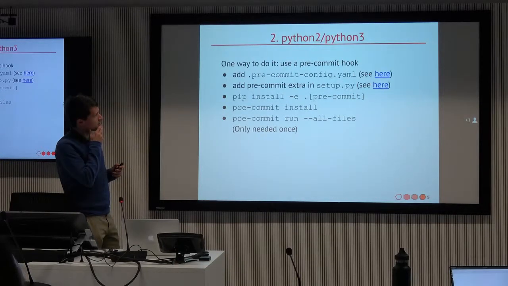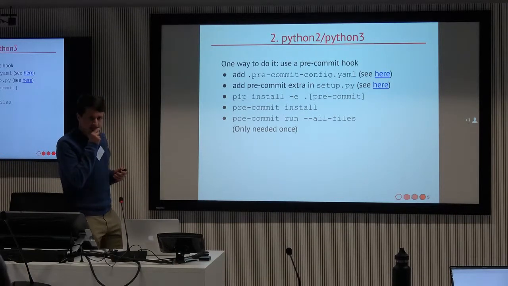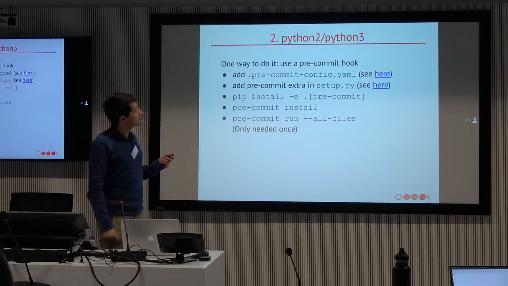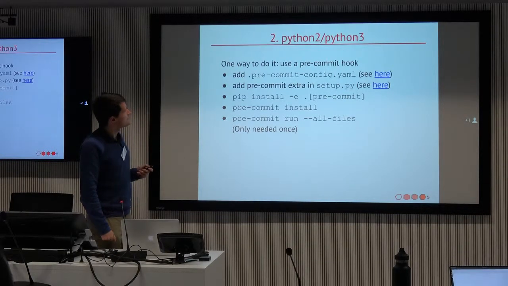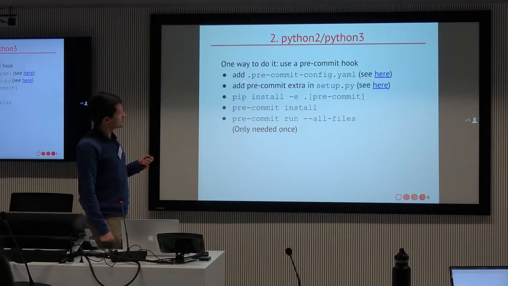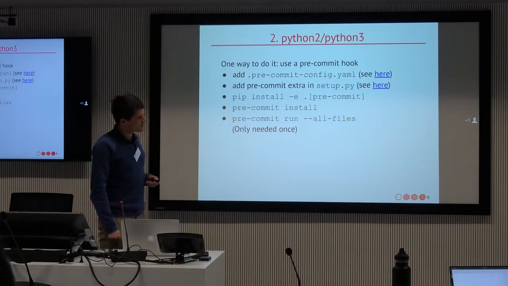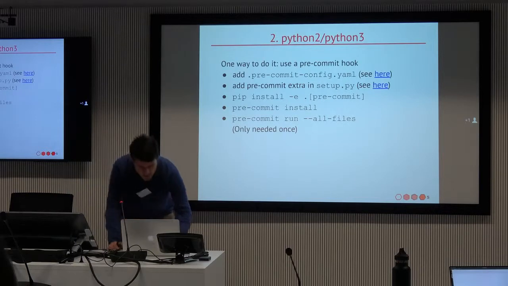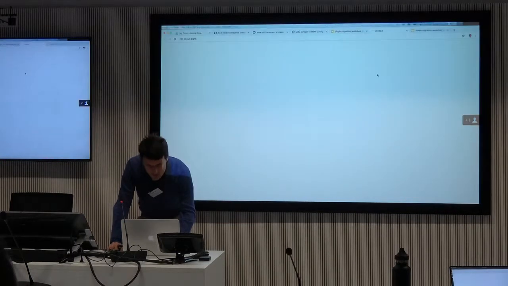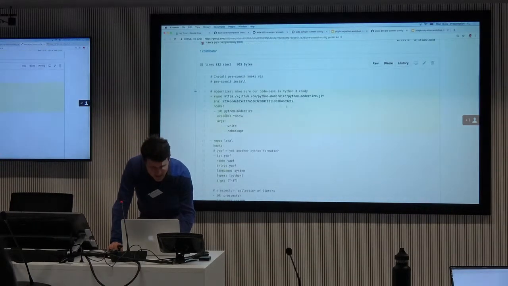Python 2, Python 3 compatibility. As Oscar mentioned, one way to do it is using pre-commit hooks. What you do for this is you add a pre-commit-config.yaml file in just the top level of your directory, and then you add something like this. So a pre-commit hook here that will then run over your code base whenever you commit.